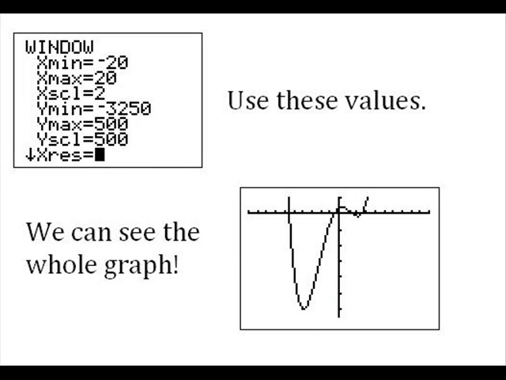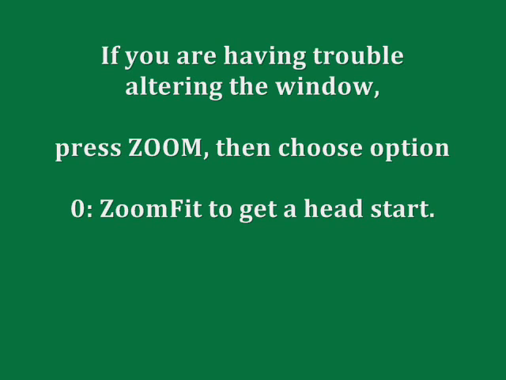I've done a little playing around to get the following numbers, so that we could save a little time in this video. I probably went back to the window screen at least 5 times before settling on these values. Set your y minimum to -3,250 and your y maximum to 500 and change the y scale to 500. Now the whole graph is shown and looks very nice. You can see now that altering the window takes a bit of time and patience, but is necessary if you want to see the whole graph.